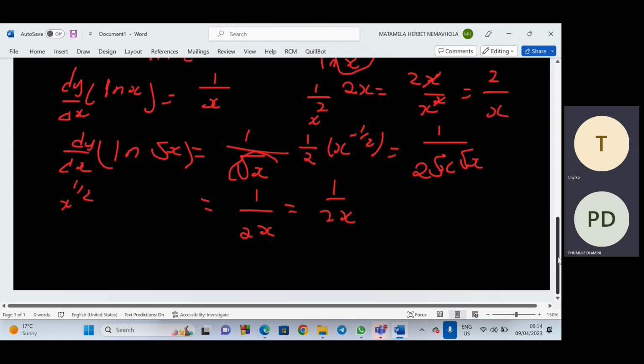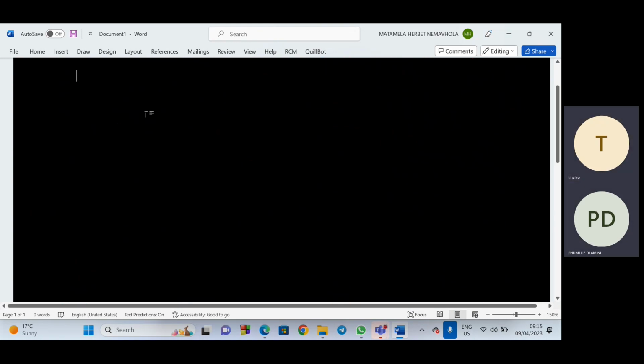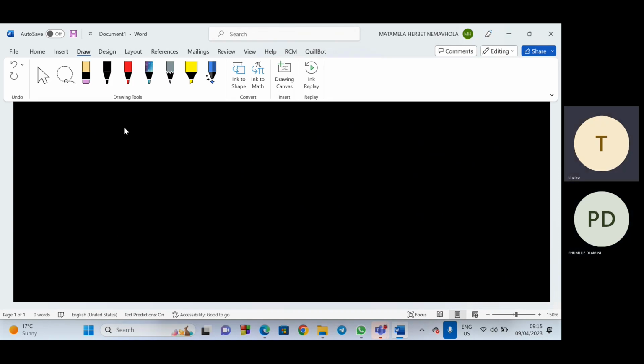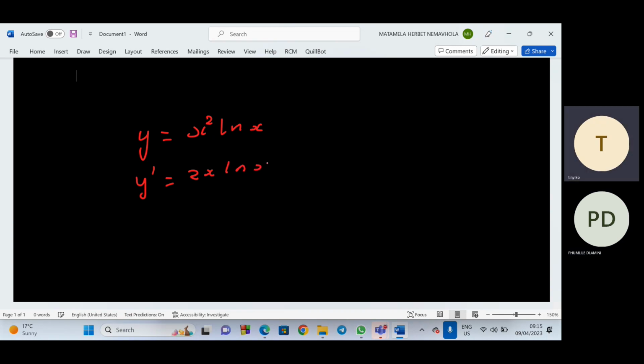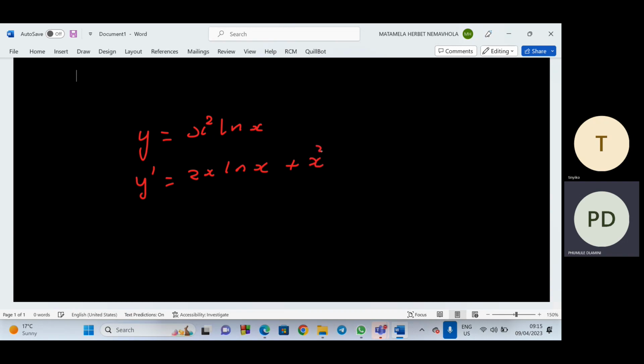So now you know how to differentiate ln x. Sometimes you might be given y equals x squared ln x. So we have to use the product rule to differentiate it. So to use the product rule to differentiate it, y prime is going to be equal to, we start with x squared, which is going to give us 2x ln x, plus, then we differentiate ln x, we leave x squared as it is. We differentiate ln x, it is going to be 1 over x.